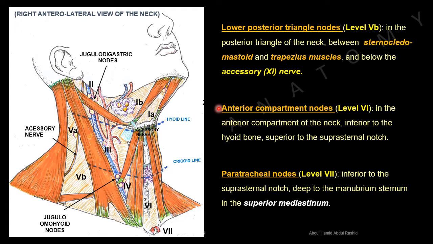Anterior compartment nodes, level 6, in the anterior compartment of the neck, here, inferior to the hyoid bone and superior to the suprasternal notch. Finally, paratracheal nodes, level 7. It is inferior to the suprasternal notch, deep to the manubrium sterni, and inside the superior mediastinum.